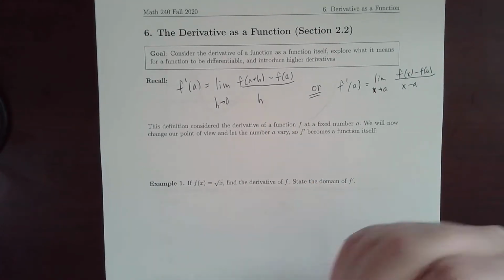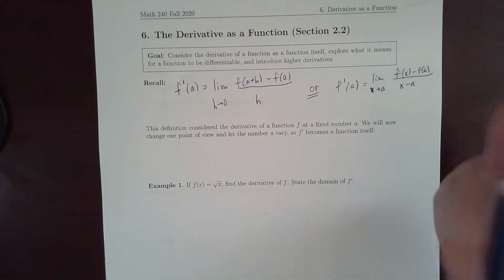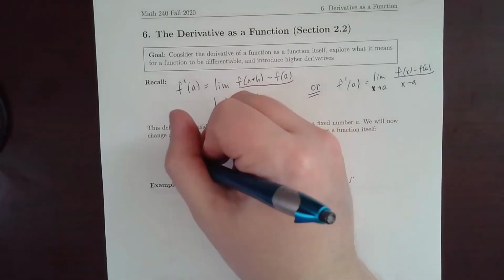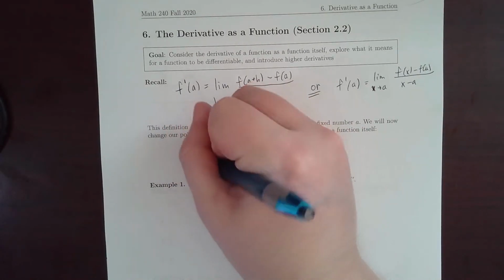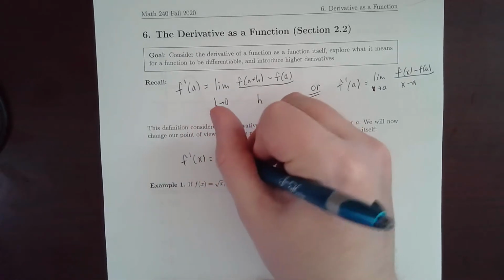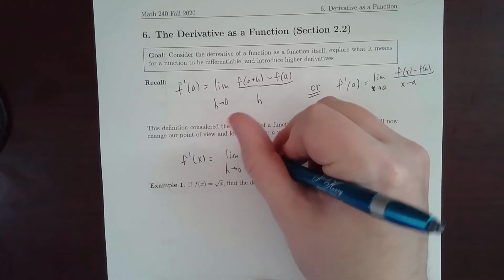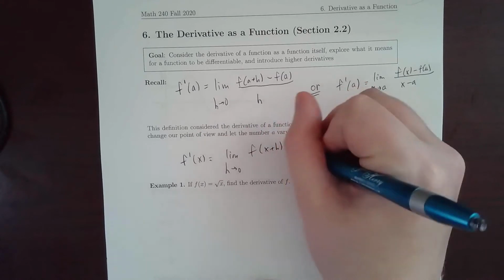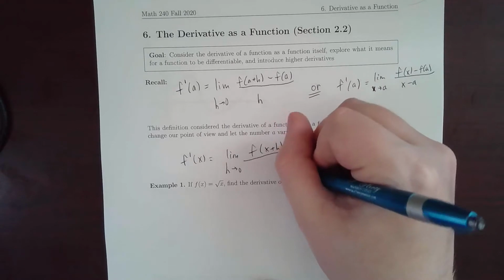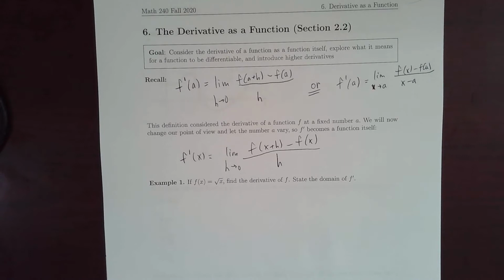However, the other reason is that this is the definition that extends more naturally into our limit definition of the derivative becoming a function. So if we want to make the derivative itself a function, we're going to call it f prime of x, so you can specify whatever x value you want. This is the limit as h approaches 0 of f of x plus h minus f of x all over h.